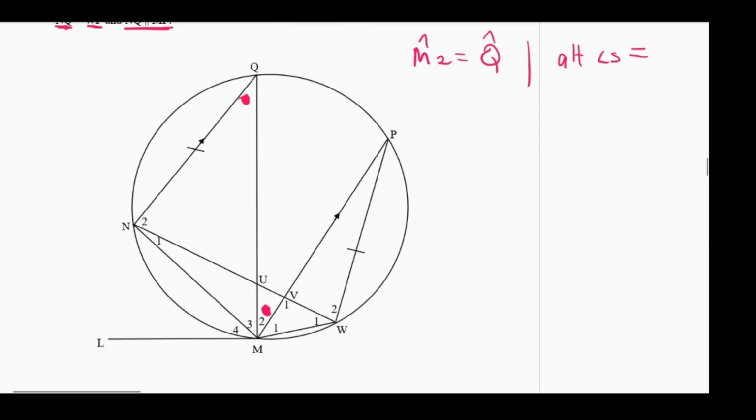Why am I saying that? If you take a look, this is the Z, right? So this is the Z. This is parallel to this line. So therefore this angle is equal to this angle. So it's alternate angles equal. Cool. So now that we've proven that these angles are equal, we want another angle.